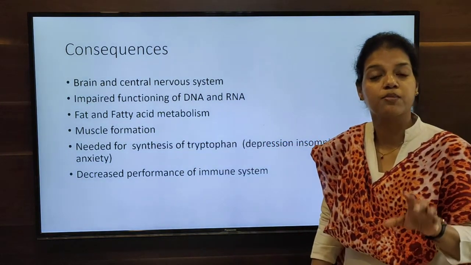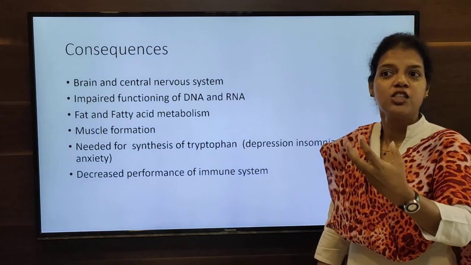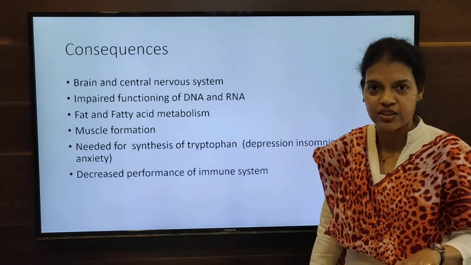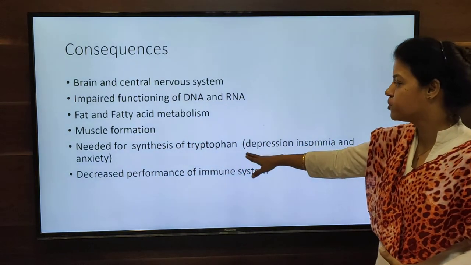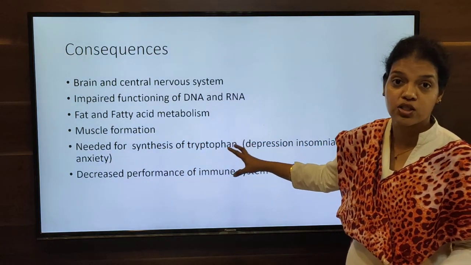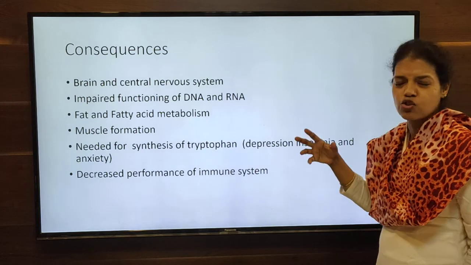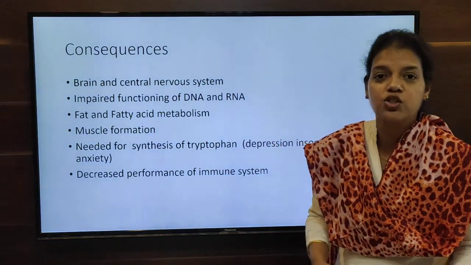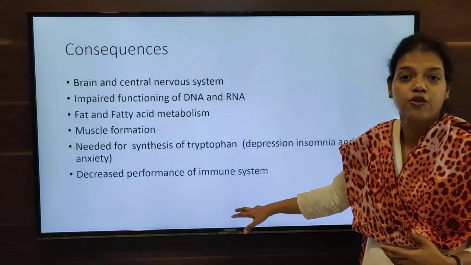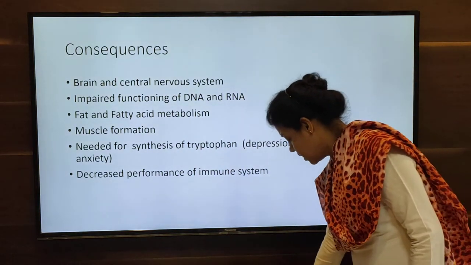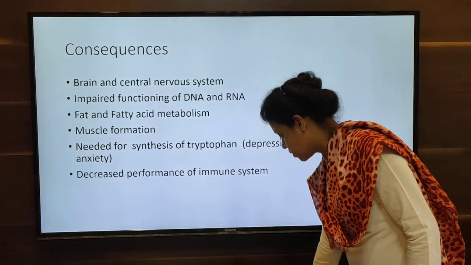It plays a role in muscle formation. Muscles are weakly formed in the absence of folate because it is involved in amino acid metabolism. So even if you are taking proteins and amino acids, if you do not have sufficient folate, you will not have proper muscle building in your body. It is essential for the synthesis of tryptophan, an essential ingredient in our body, because in the absence of these neurotransmitters, you will end up getting depressed, with insomnia and anxiety. All of these are central nervous system changes associated with folate deficiency linked with the serine and glycine cycle. And there is also decreased performance of your immune system, so the person is susceptible not just to infections, but resistance to non-communicable diseases also goes down because of a weakened immune system.